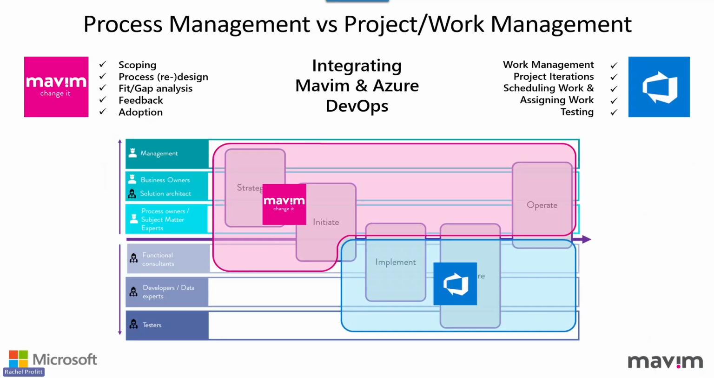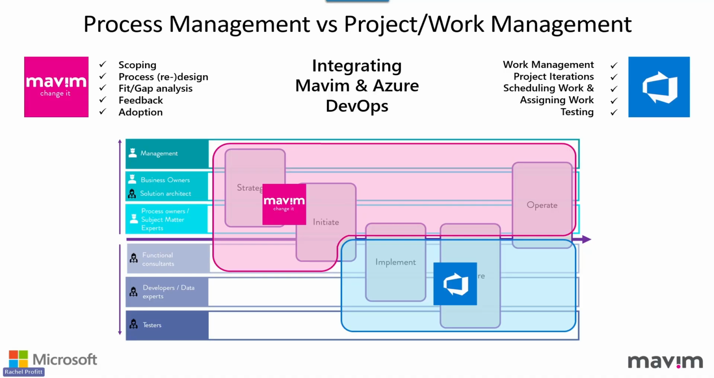And so that's kind of like the high level explanation that I like to tell people, but I also have another slide that details out a little bit more of kind of like what that relationship typically looks like if you're using both. Now, you can technically do scoping directly in Excel or in Azure DevOps, but when you use Mavim, we would recommend that you use it for scoping, your process redesign, that's not really a feature of Azure DevOps, your fit gap analysis, feedback, and adoption.